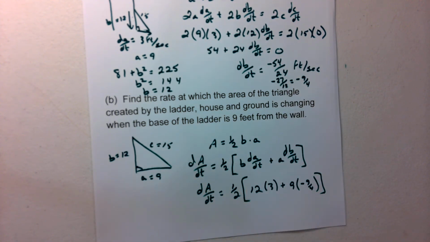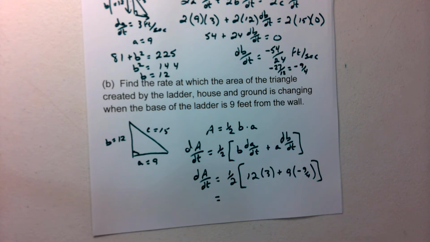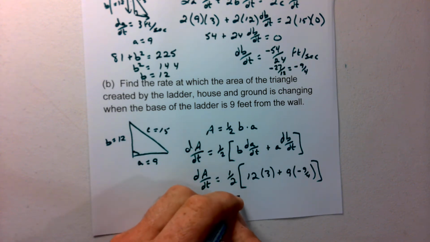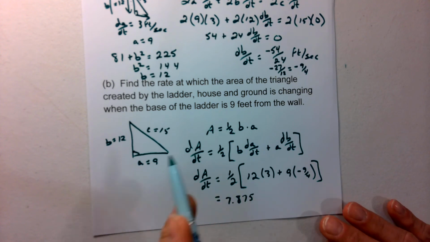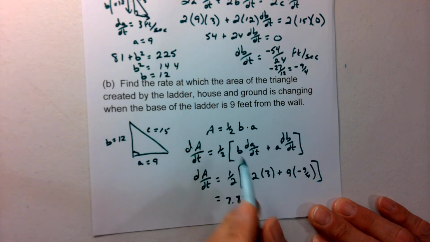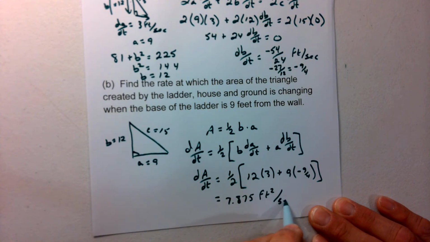So negative 9/4. Extended response, we could leave it like that, put our units on it, call it a day, or you can go ahead and figure that out. We'll go ahead and throw that into the calculator, I suppose. We have 36 plus a negative 81/4, and then we're going to divide that by 2, so we get 7.875. And in our units, in this case, we're looking at the area, so it's going to be feet squared per second.